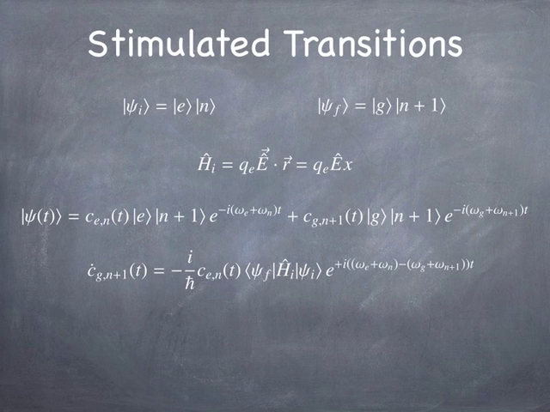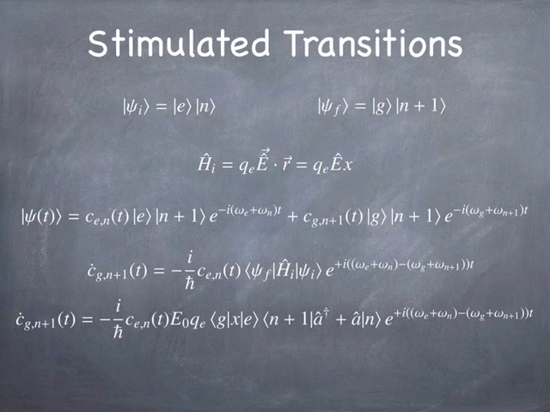Notice there's no classical field here. The only field is the quantized field of the cavity with n photons in it. And the perturbation is actually a constant perturbation. So kind of interesting. If we use the same trick we used last time, we can put in what the interaction Hamiltonian is.